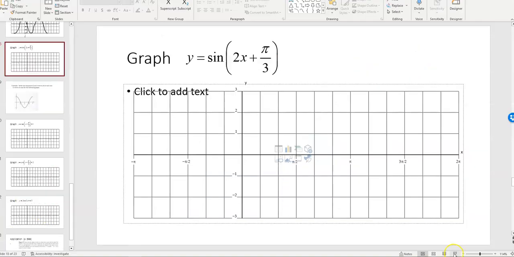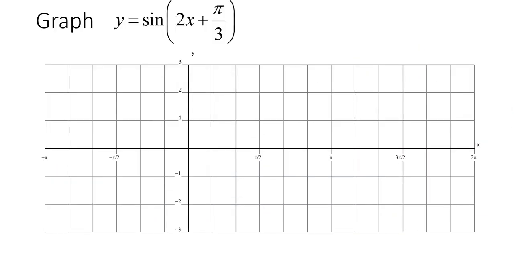Let's try another one. I've got the sine of 2x plus pi over 3. Now, I'd like to rewrite this first so it's easier for me to work with. So can I factor a 2 out of this x plus pi over 3?